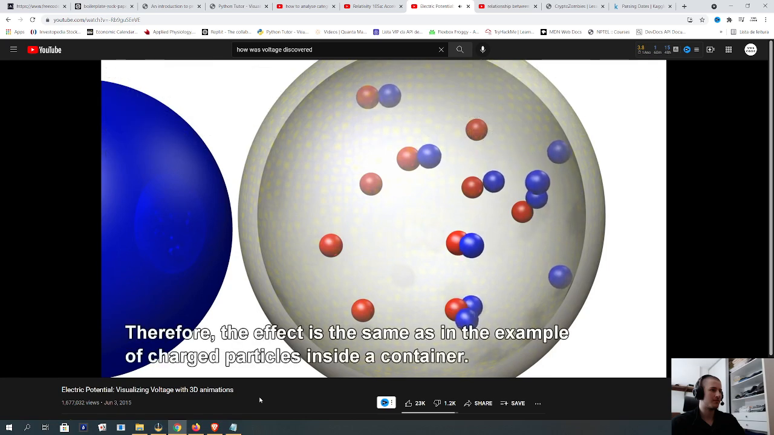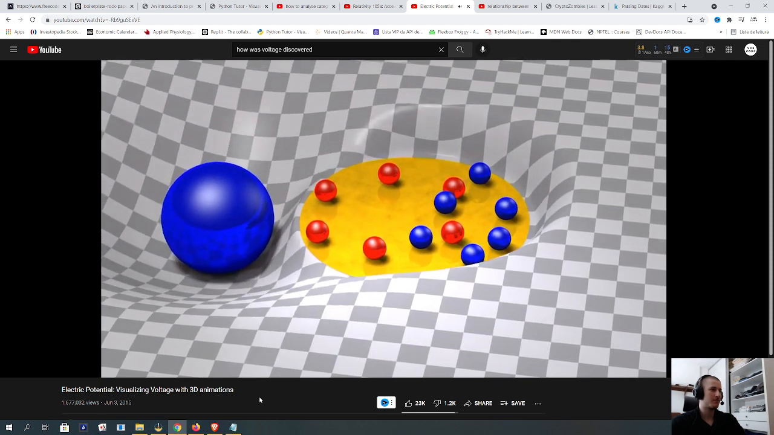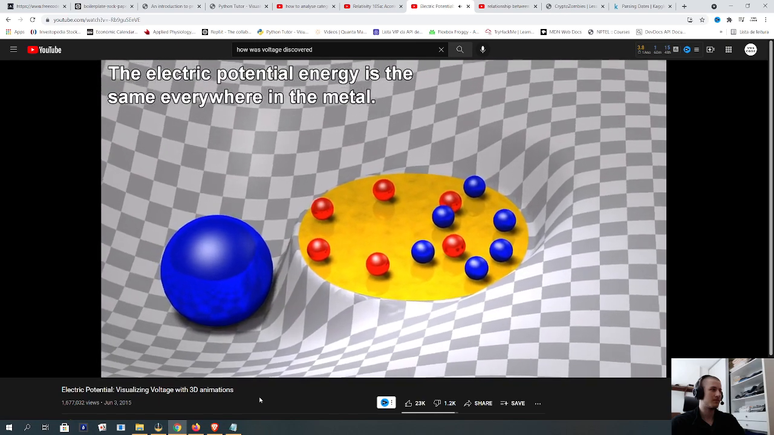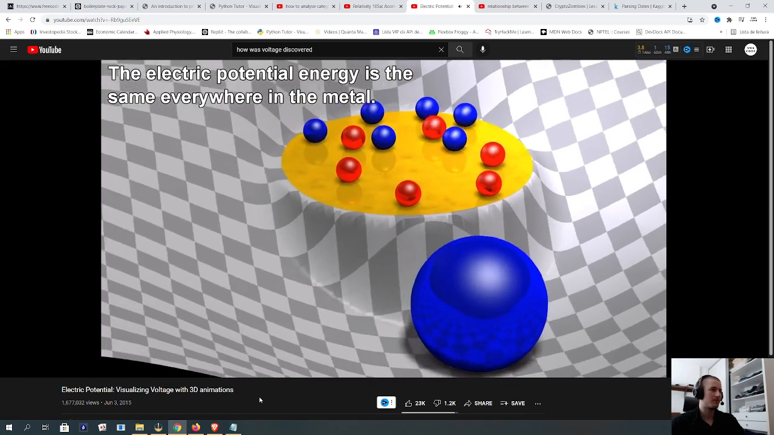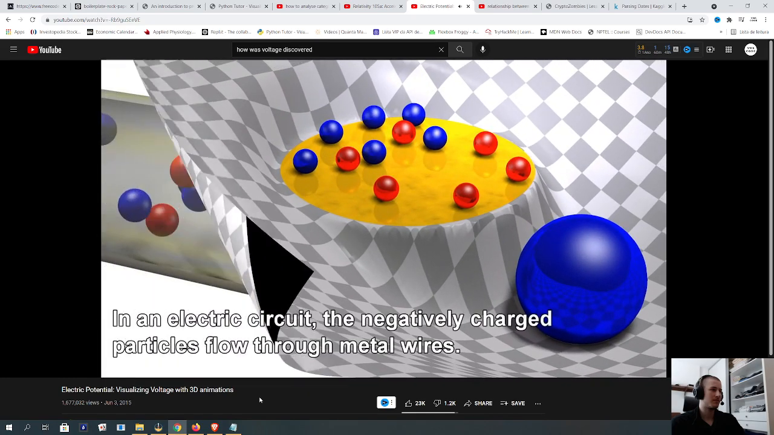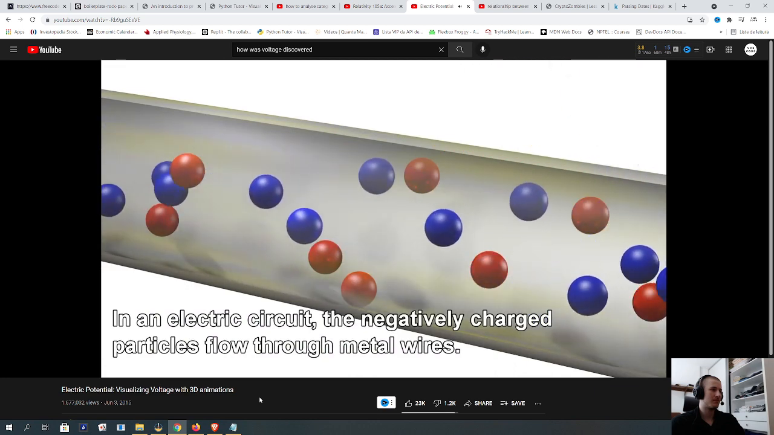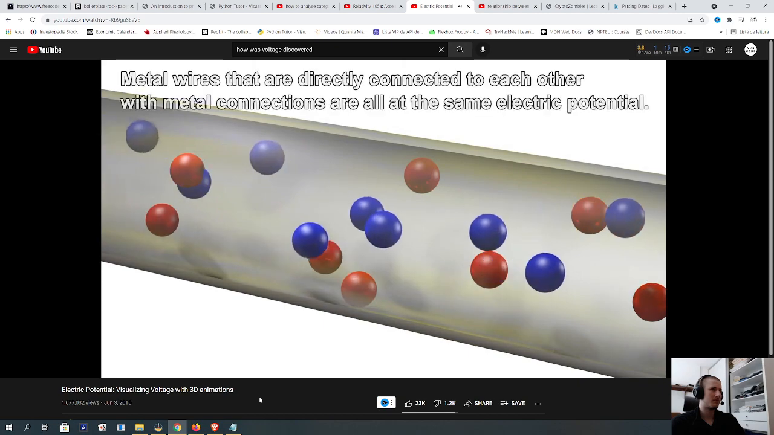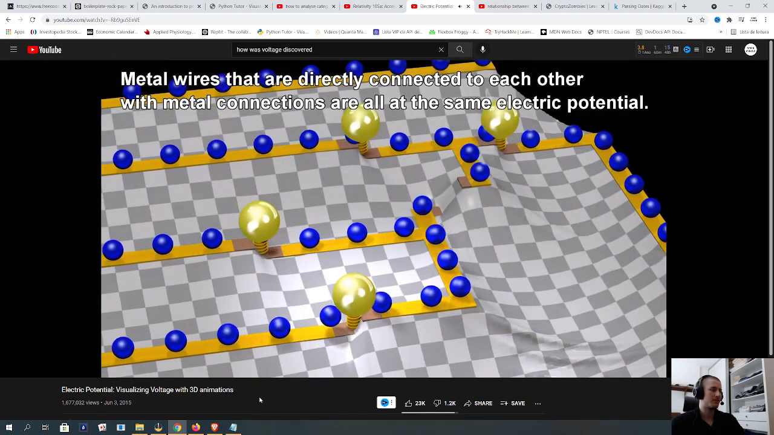Therefore, the effect is the same as in the example of charged particles inside a container. The electric potential energy is the same everywhere in the metal. In an electric circuit, the negatively charged particles flow through metal wires. Metal wires that are directly connected to each other with metal connections are all at the same electric potential.